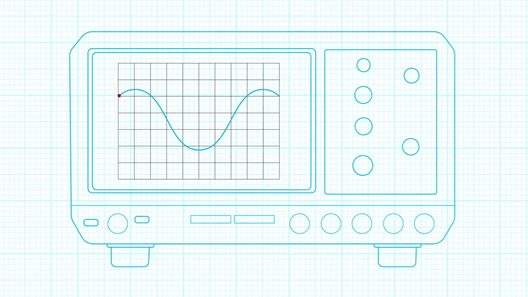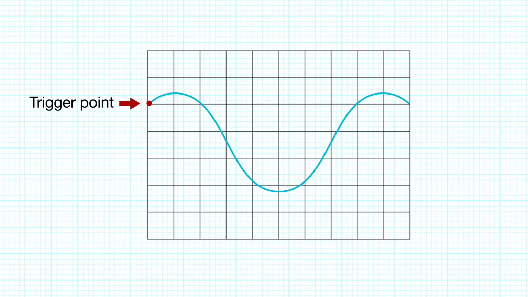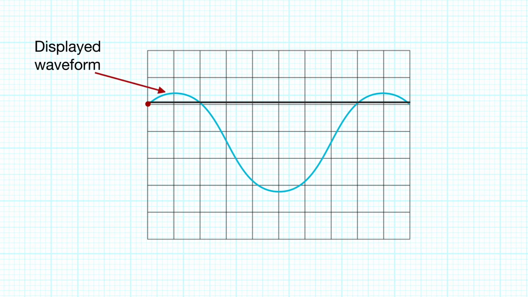The basic and most common type of triggering is called edge triggering. With edge triggering, the waveform is captured when the signal on the trigger source passes through a specific level on the rising or falling edge of the trigger source. We set the trigger point to a particular value, which results in the scan stopping at the point where the trigger conditions are met. Then, the waveform is displayed on the screen.